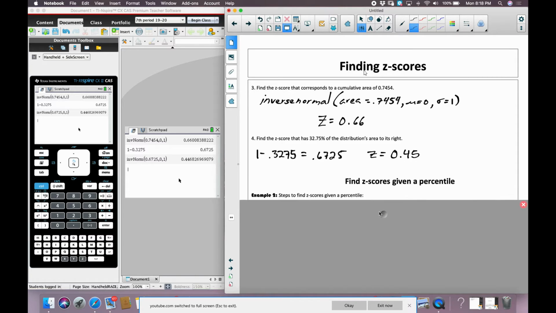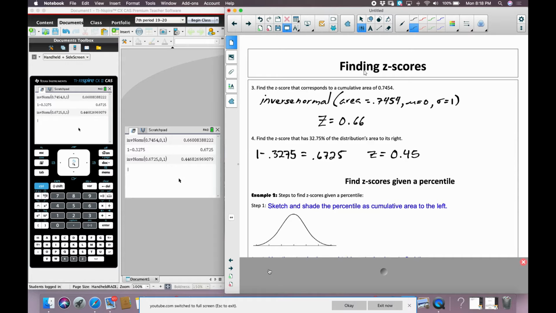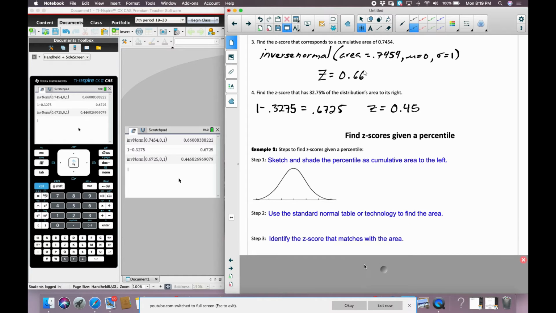So now we're going to find z-scores given a percentile. Percentiles are also described as the percent of data below a certain value. So first we'll sketch and shade the percentile as a cumulative area to the left using the normal curve. We'll use the standard normal table, or I'm going to actually jump to using technology to find the area associated with the z-score and identify the z-score that matches with that area.